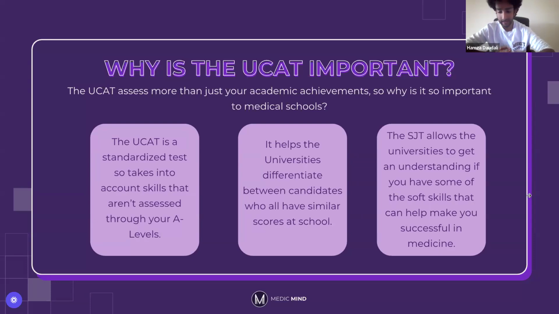Other specific sections in the UCAT allow assessment of specific things, and one of the areas, the situational judgment test, will help universities determine whether you have some of those soft skills, like professionalism and ethical understanding. Not to a very advanced level. You've still got 5 years of medical school that will teach you most of those things, but it will help see if you have some of those soft skills that can help make you more successful in a career in medicine.